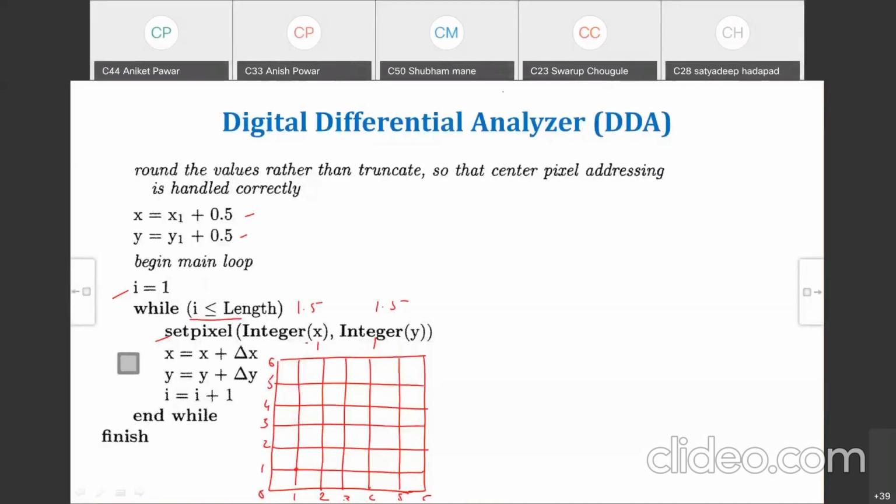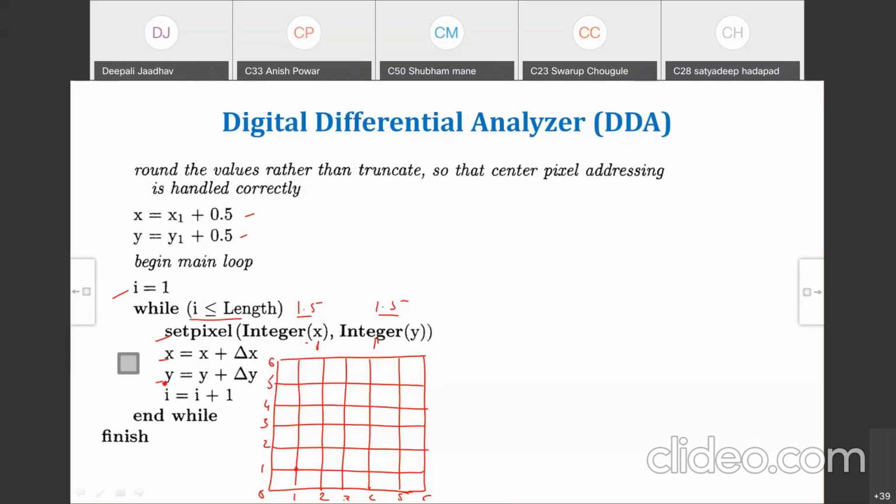Okay. So here, set pixel value integer x, integer y. Whatever the value of integer x and integer y, for example, it is 1.5 and 1.5, then 1 is used and at that position the set pixel function is operated, generating the pixel on the screen at location 1, 1. Then next location we need to identify. For that, x is equal to x plus delta x and y is equal to y plus delta y.